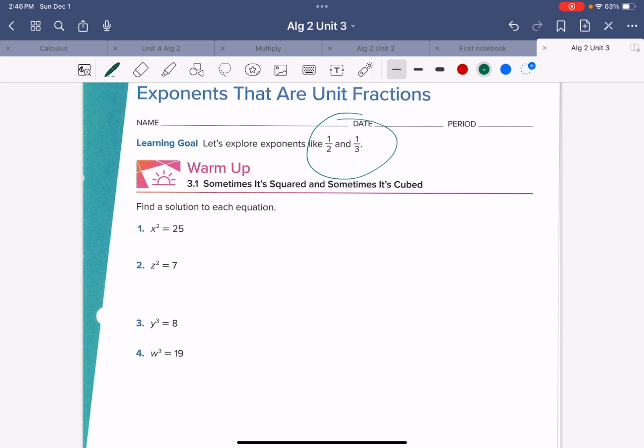So the warm up here is basically: what goes for x? The first one says that x squared makes 25. Well, there are two answers for that. We've talked about this a bunch of times. It'd be positive 5 and negative 5, plus or minus 5. That's simple, right? No big deal.